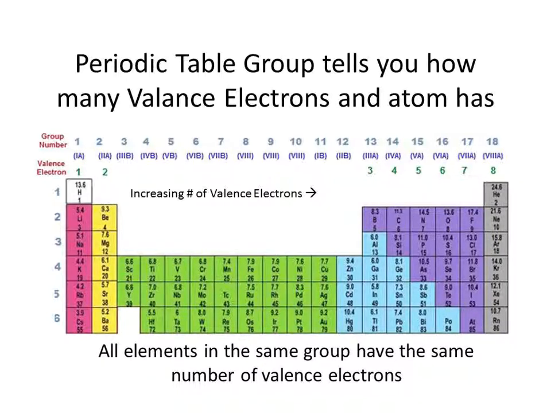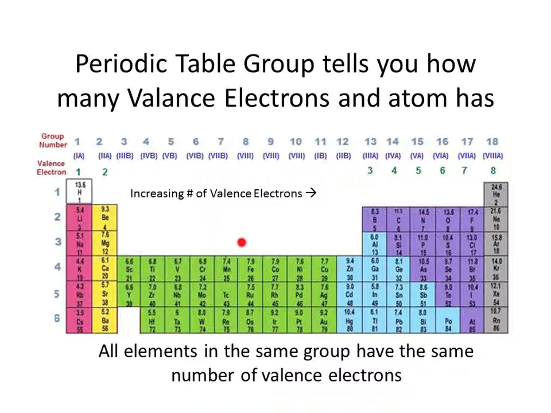The periodic table tells you how many valence electrons an atom has based on the group the element is in. So it's very straightforward. In group 1, which is the alkali metals, all the alkali metals have a valence electron number of 1. In group 2, which is our alkaline earth metals, all the valence electrons are the same. They're 2. Every alkaline earth metal will have 2 valence electrons.